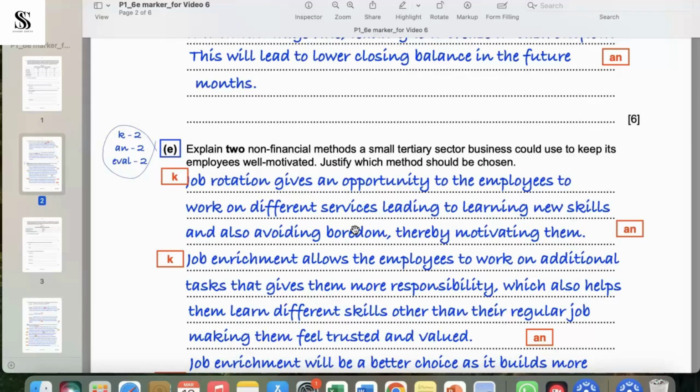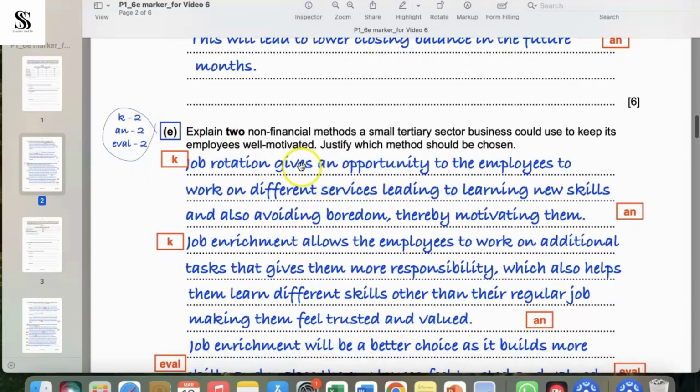Now, these questions can be structured very differently. I have picked out 3 examples here. And before I go into that, let me quickly take you through the mark scheme. This answer will get you 2 marks for knowledge, 2 marks for analysis, and 2 marks for evaluation. The knowledge is about the advantage or disadvantage that you identify, and the analysis is the explanation of that with the business impact.